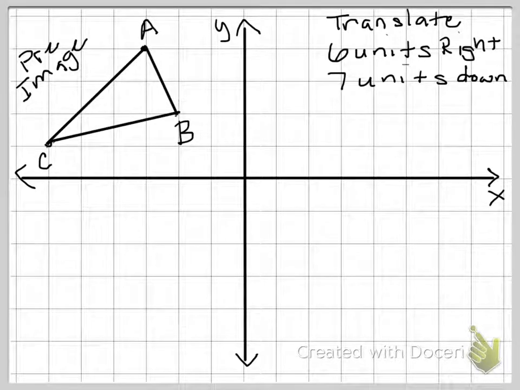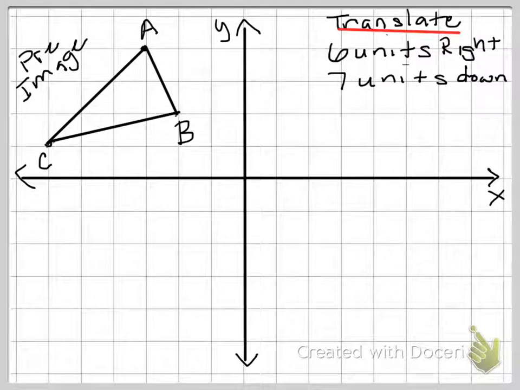Before we went on break, we went over a lesson on transformations, and the first one we went over was translation. So in this example or review, I'm going to go over translating this triangle ABC, the pre-image, 6 units to the right and 7 units down.